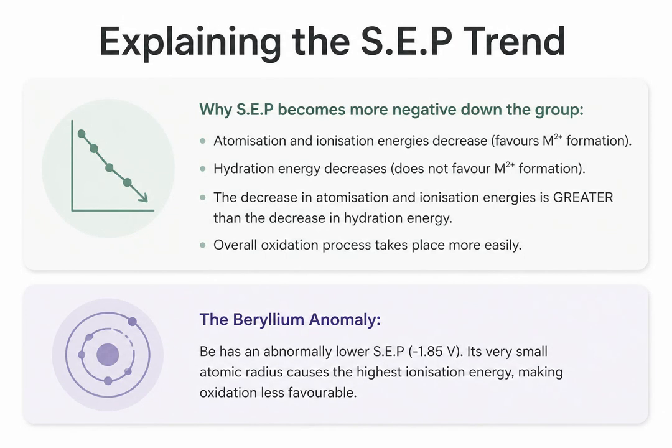As we move down the group, both the atomization and ionization energies decrease, which makes forming the ion easier. While the hydration energy also decreases, which normally makes ion formation harder, the drop in the first two energies is much larger. Therefore, the overall oxidation process becomes easier down the group. Note the beryllium anomaly. Its extremely small radius gives it such a high ionization energy that its oxidation is much less favorable than the rest of the group.